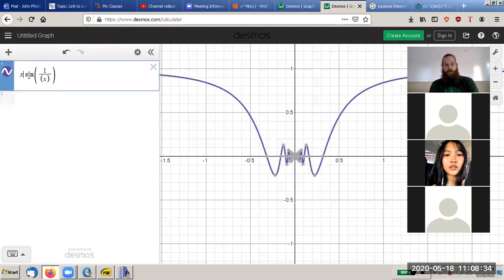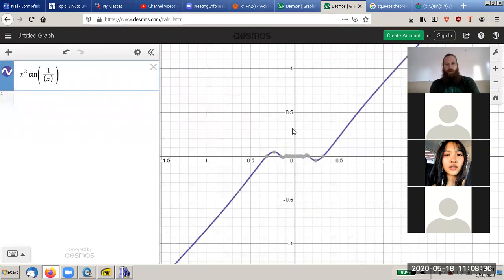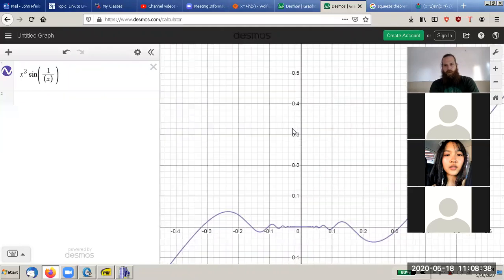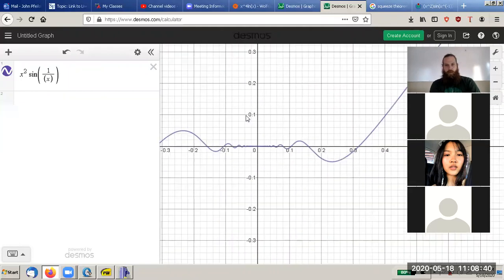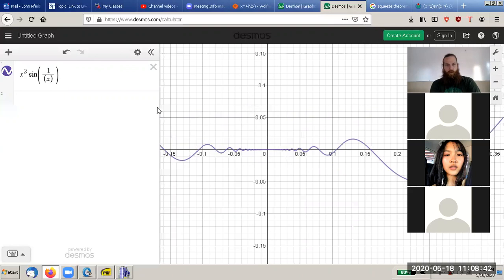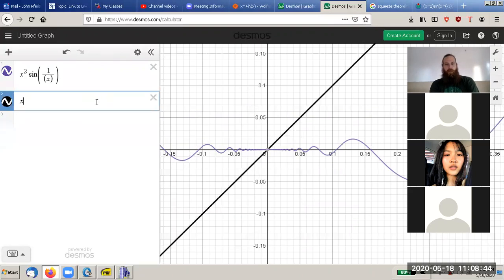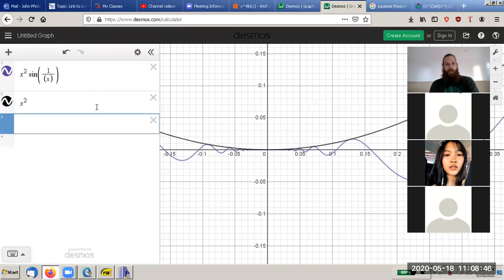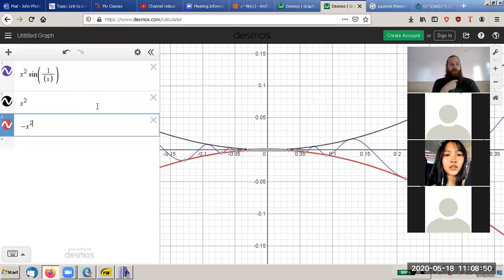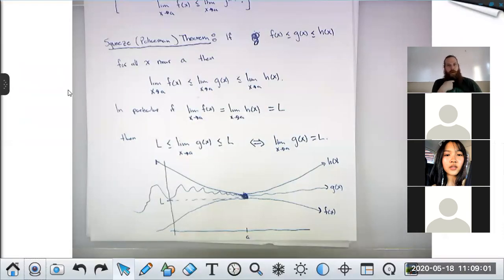But if I smack an x squared on the outside, there are still lots of really, really weird oscillations in here. Still really hard to work with, but he's bounded above by x squared, and he's bounded below by the negative of x squared. And so the squeeze theorem here will allow us to say what the limit is as x goes to 0 for this function. So that is where I'm going to have to leave it today because of our time constraints.